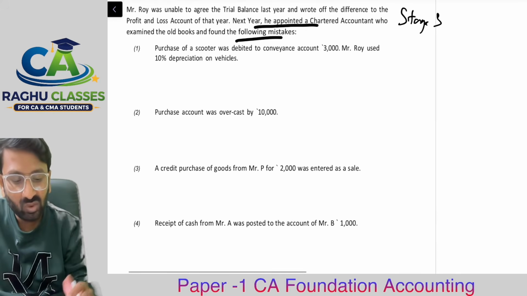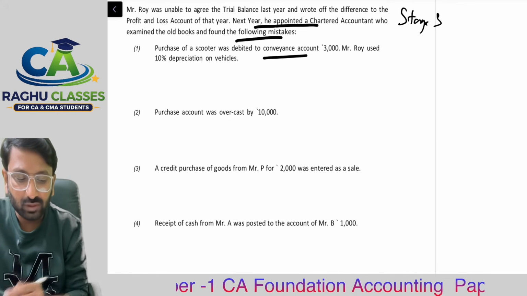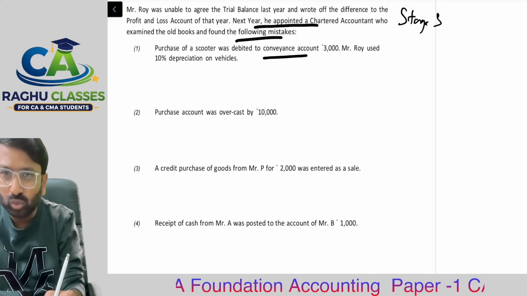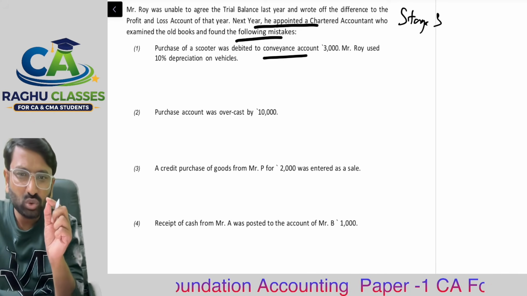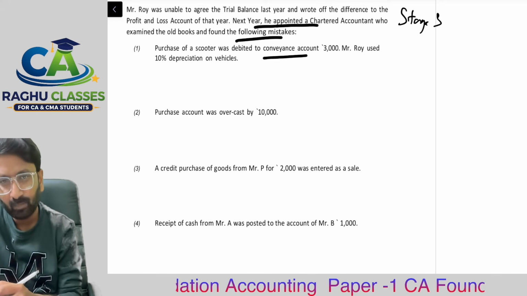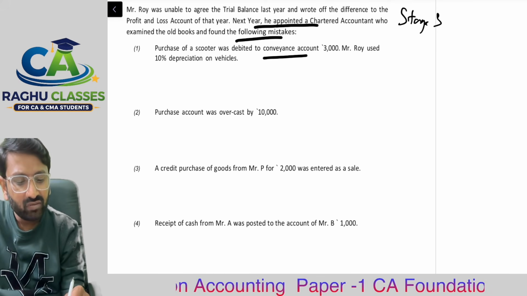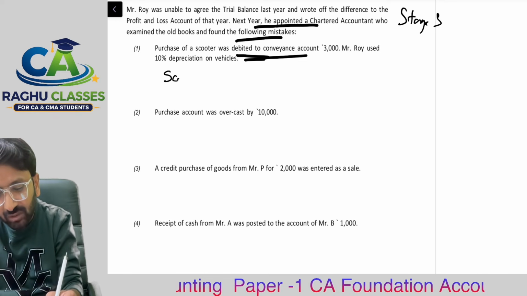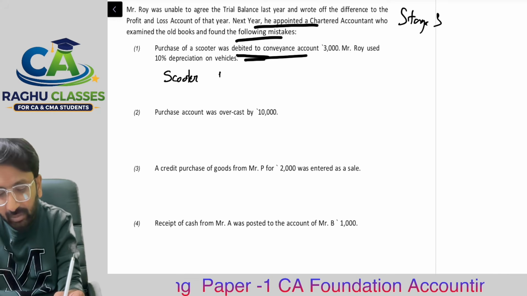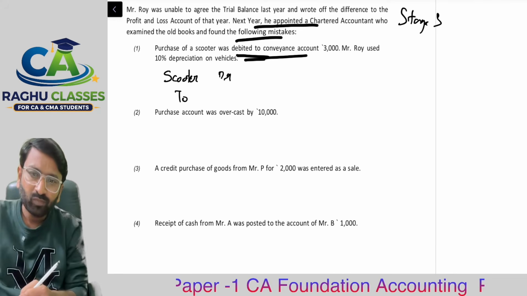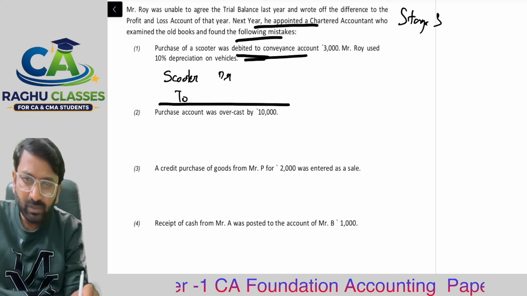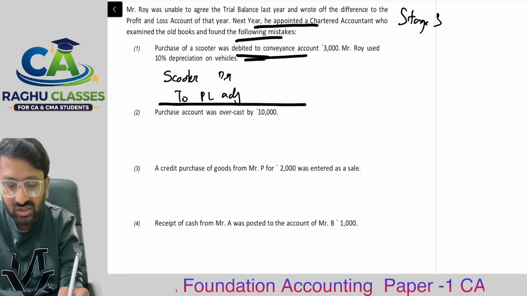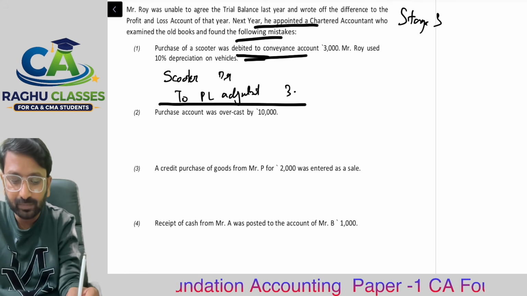First one, purchase of scooter was debited to conveyance account, 3000 rupees, depreciation 10%. So when you purchase a scooter, can we say the correct entry should have been scooter account debit to cash? Instead of that, they have written conveyance account debit to cash. So now what will be the rectification entry? Scooter account debit to conveyance. But conveyance is an expense that will come in profit and loss account. So instead of conveyance, we'll write P&L adjustment account 3000.